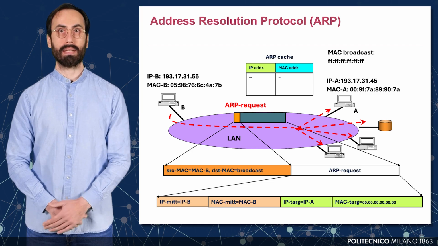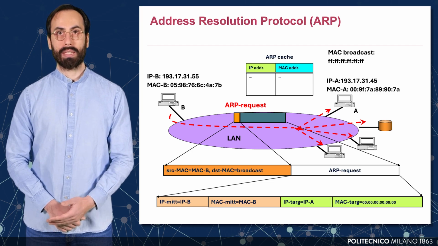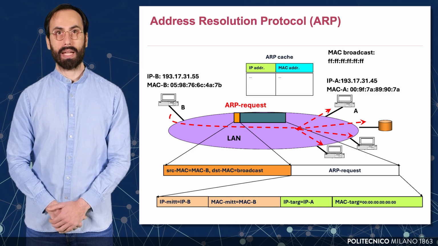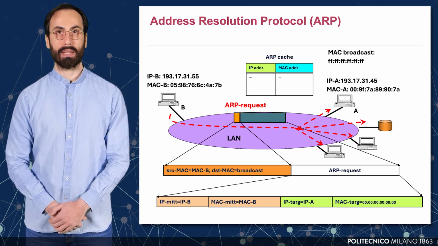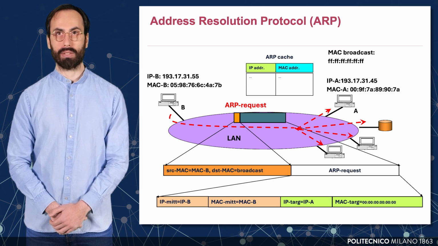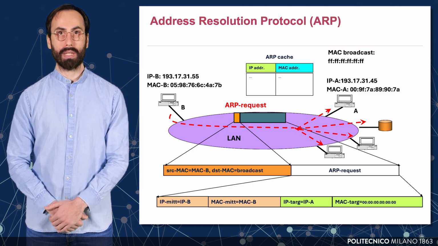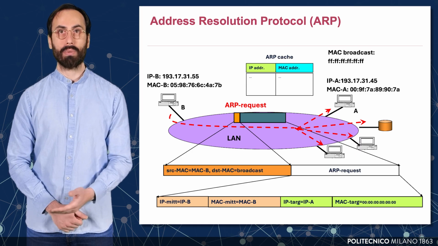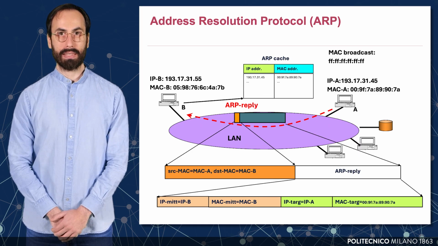All devices see it, but only the one with the matching IP, host A in this case, responds with its MAC address. This reply allows host B to update its ARP cache with the mapping between IP and MAC, so it can now send frames directly to host A. This dynamic mechanism is essential for resolving IP addresses into hardware-level addresses in real time, making packet delivery possible within local networks.